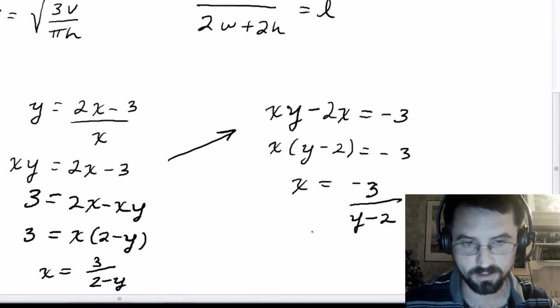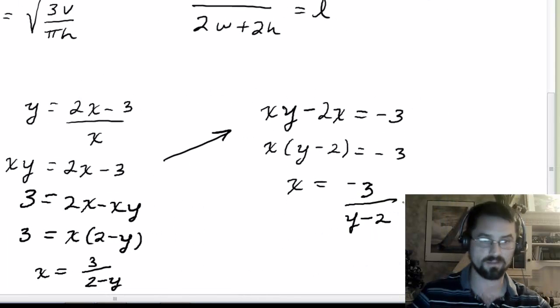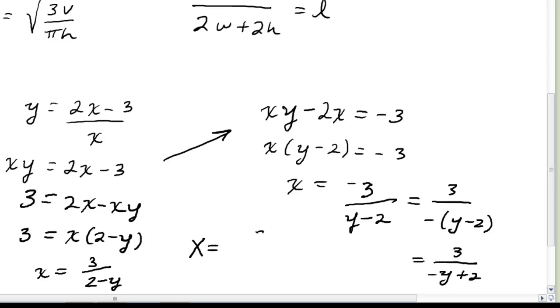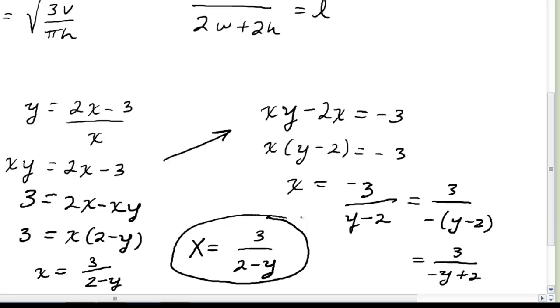Now these look a little different, these two answers, but in fact they are the same. Because negative 3, if you move that negative to the bottom, you have 3 over negative the quantity y minus 2, and when you negate that quantity, you get 3 over negative y plus 2, which is the same as x equals 3 over 2 minus y. So there's our answer there.